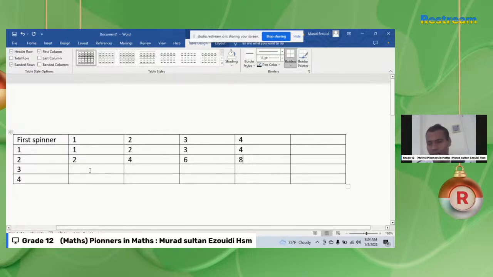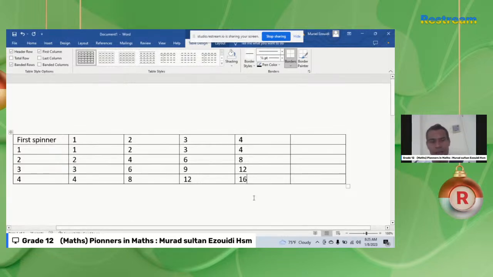And then we got 3 by 1 is 3, and 3 by 2 is 6, 3 by 3 is 9, and 3 by 4 is 12. And the last one, 4 by 1 is 4, 4 by 2 is 8, 4 by 3 is 12, and 4 by 4 is 16.